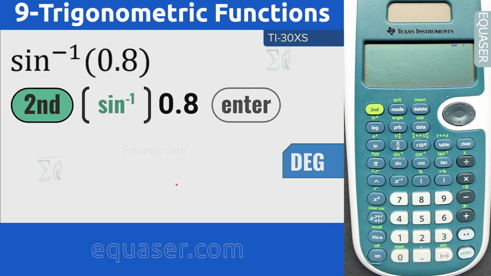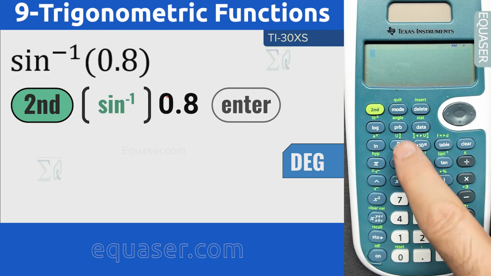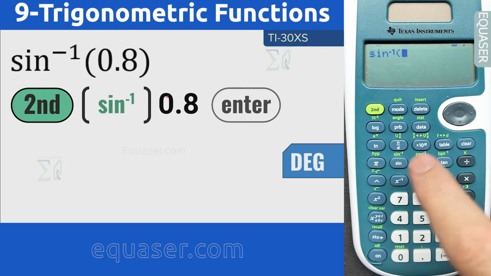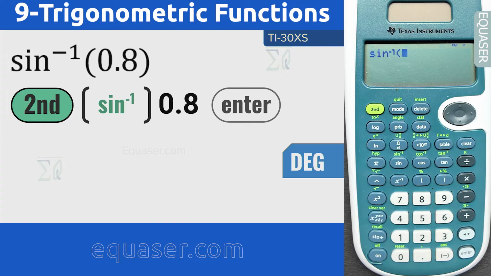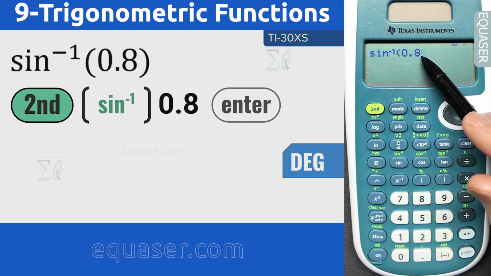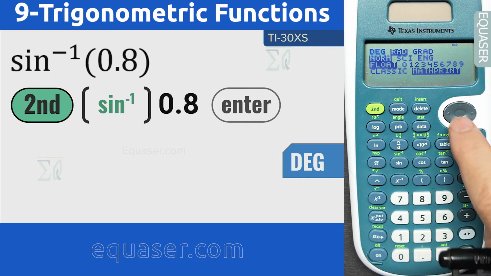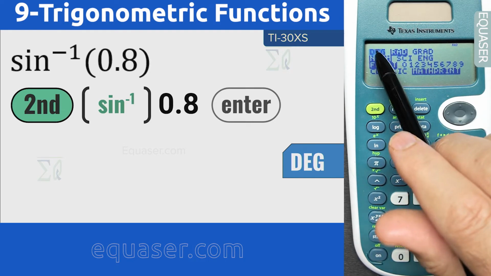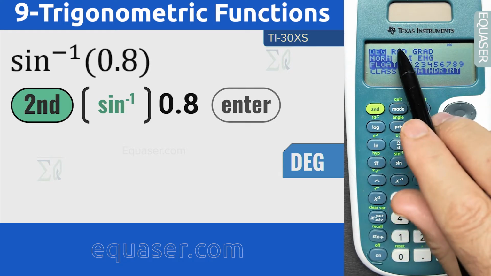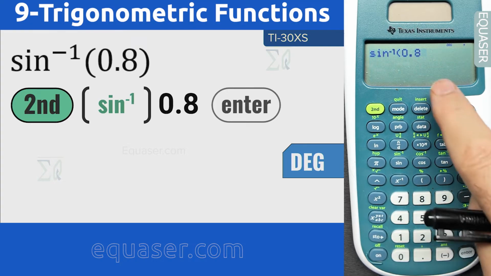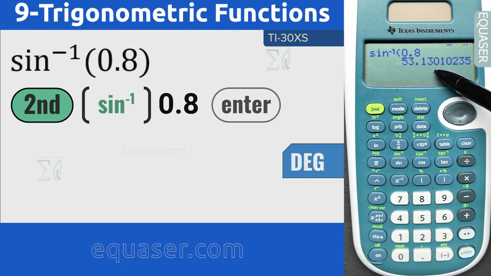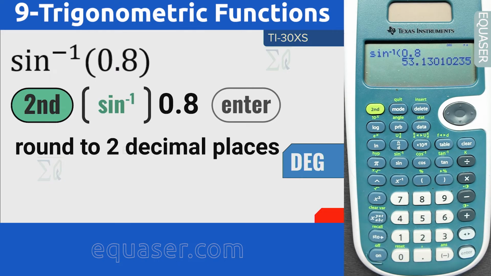For that we do it like this. We press second function and sine. Now it's inverse sine and 0.8. This is in radian. If you want the answer in degree, let's change mode, and then the degree is selected, press enter, highlight moved, clear, and then enter. It gives you now the degree.